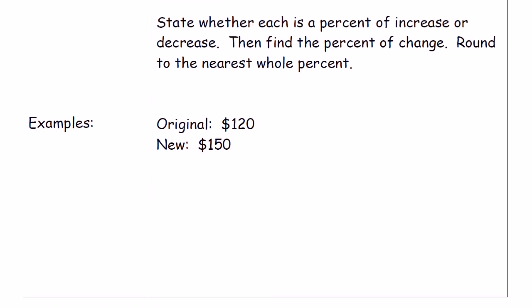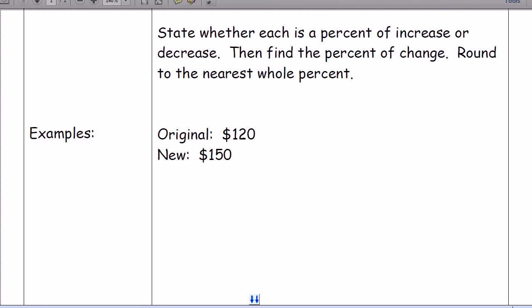Oh, but we're also going to have to be talking about whether this is a percent of change. Did it go up or did it go down? If it went up, it's going to be called percent of increase, and if it goes down, then it's going to be percent of decrease. Okay, so this is how we're going to do it.